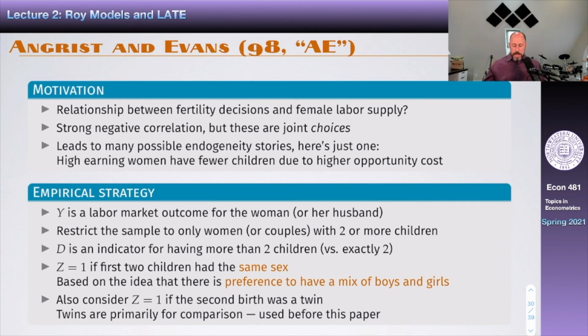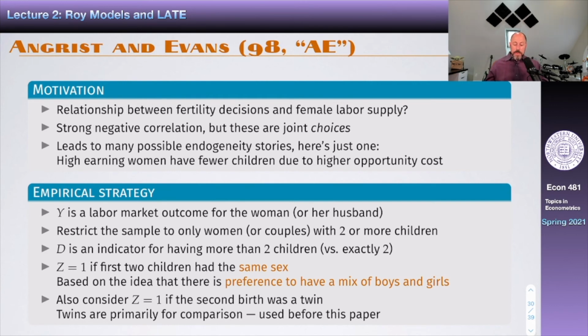The instrument is 1 if the first 2 children had the same sex. This is based on the idea that there are preferences for a mix of boys and girls. And there's another instrument. There are 2 instruments, going back to something that we discussed before: we have more than 1 instrument, while here we have 2. Z here is 1 if the second birth was a twin, which can tell you that the reason why you got 3 was exogenous, not endogenous. But there are issues about this for other reasons that we're going to explain.